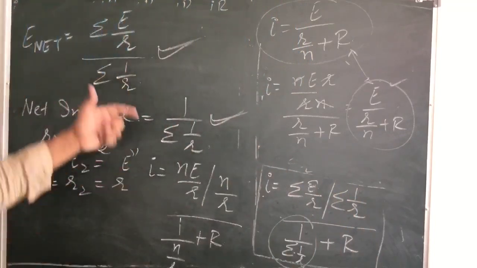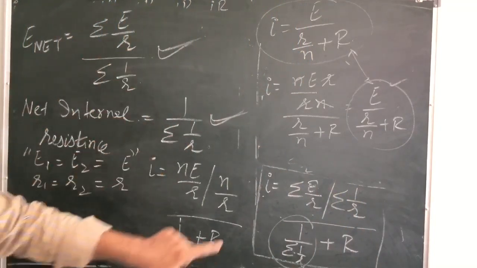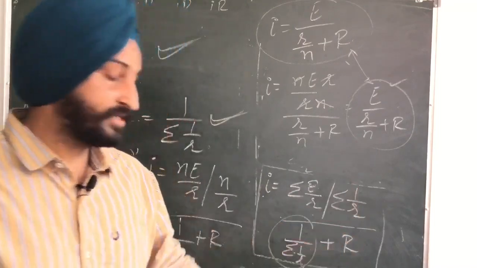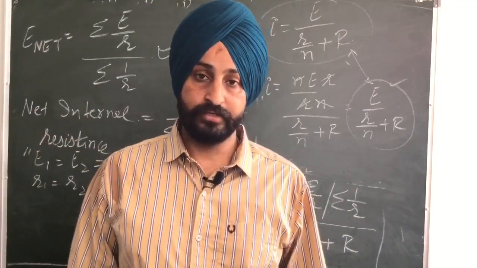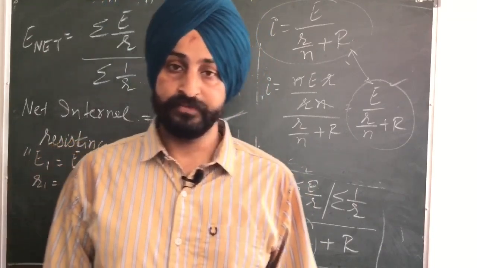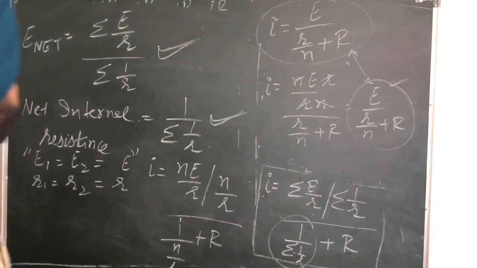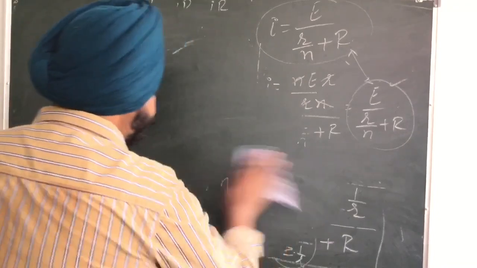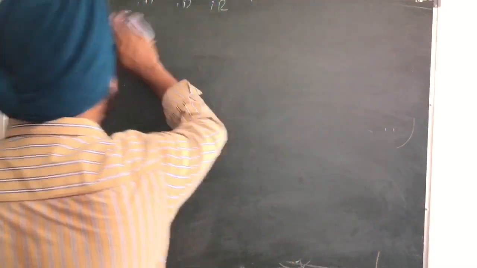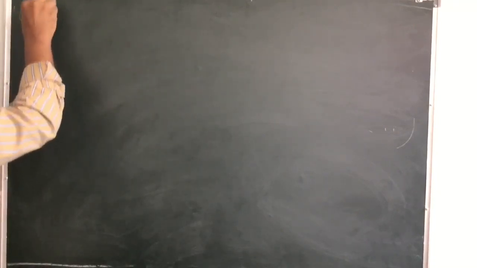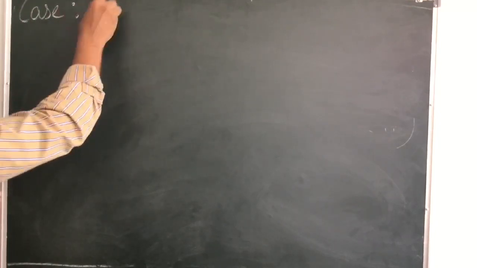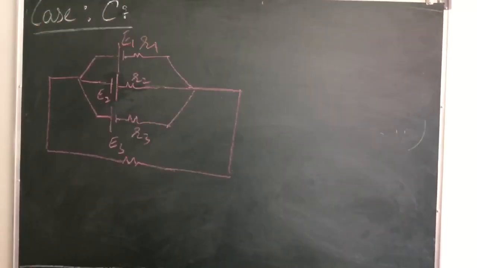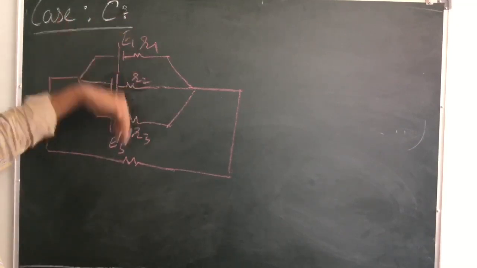So these two formulas you must keep in your mind, and of course this formula is also important in that case. So next we will be proceeding to our case number 3, same in parallel combinations only. So our third case would be here is our case number C. In this case we have 3 cells as it is shown in this diagram.